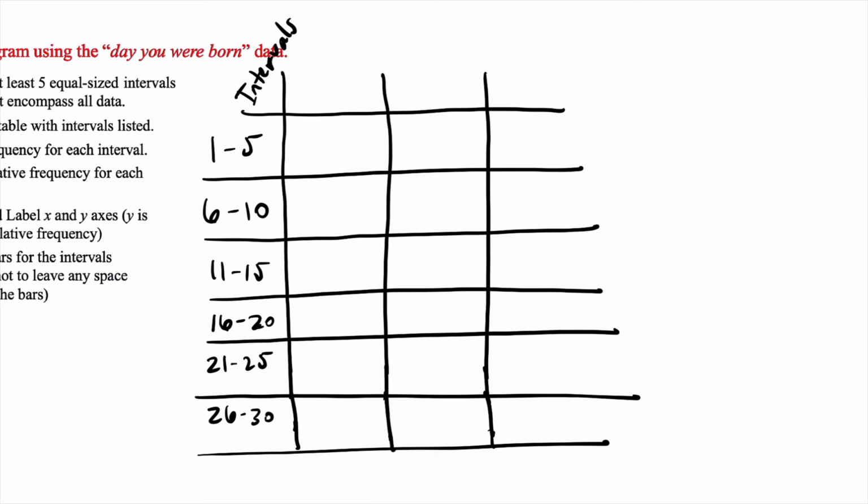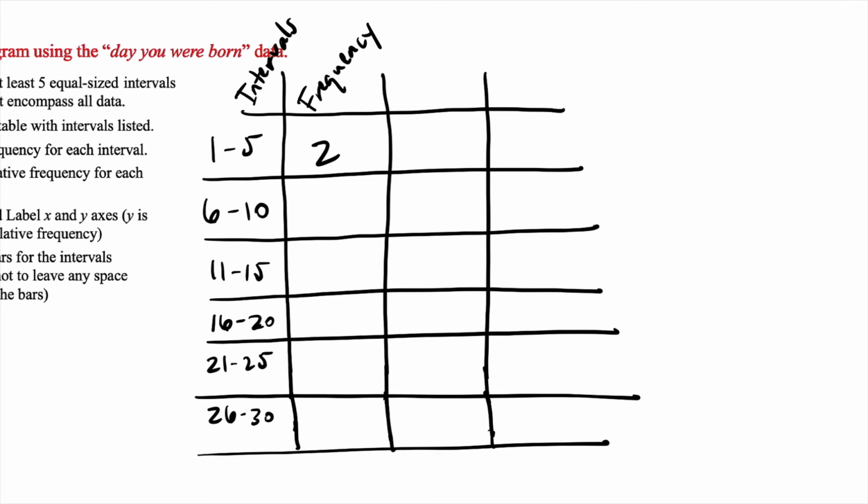That's the first column. The second column is what's called frequency. What does frequency mean? There you go. How often, right? Frequent, how often it happens. So let's go to our numbers. How often did I have a student who was born from the 1st to the 5th? Yeah. I had 2 students. So I'm going to put a 2 there.